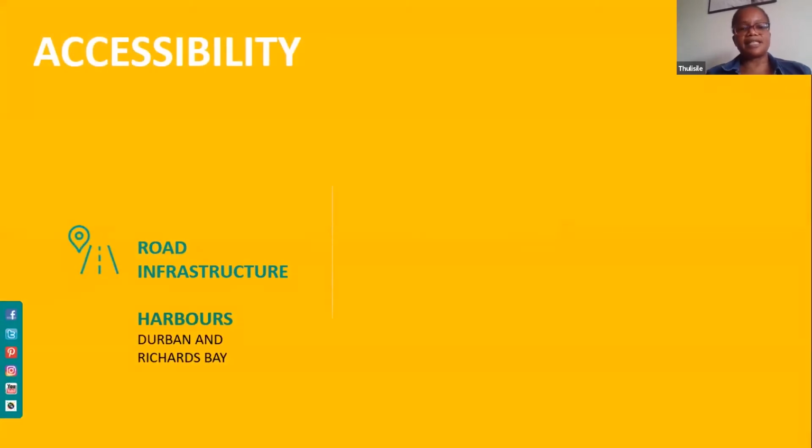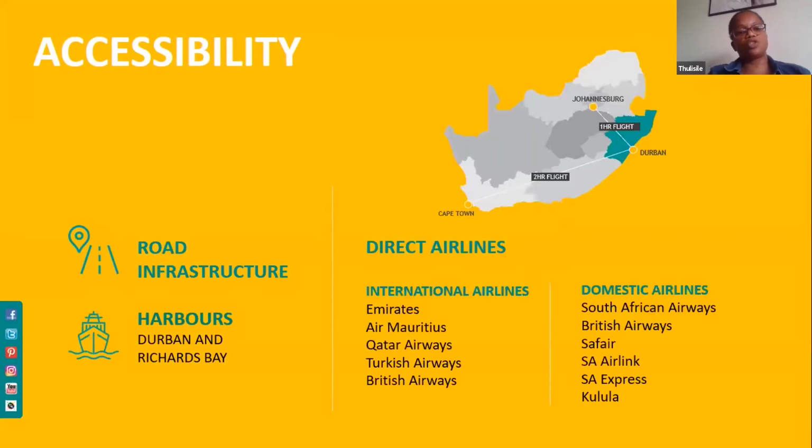The province is accessible through road, air, rail, and sea. The province has two ports, which is the port of Durban, which has the largest container terminal in the southern hemisphere, and is responsible for one of the province's primary exports, which is sugar.